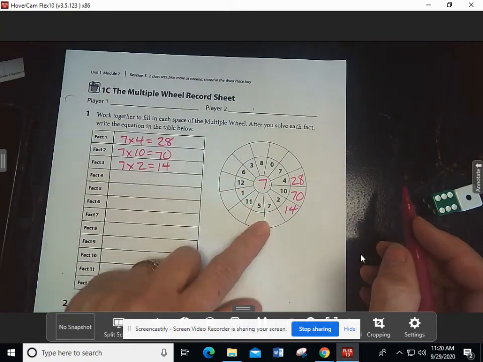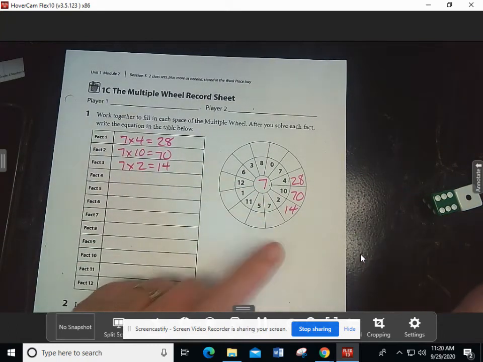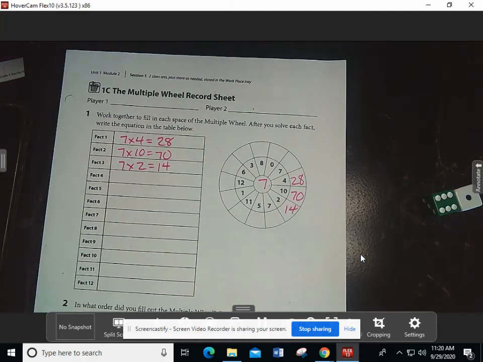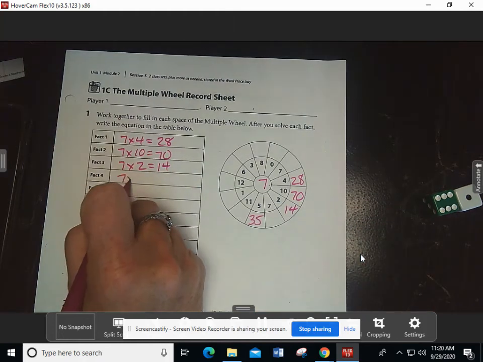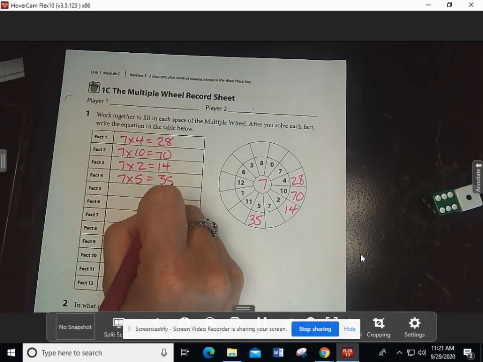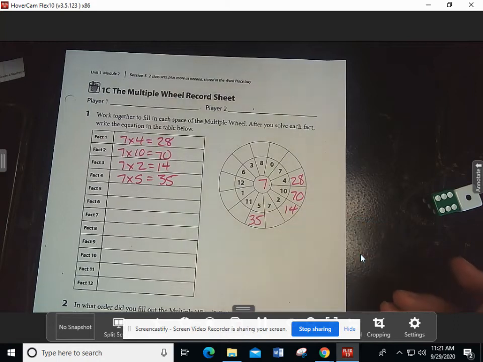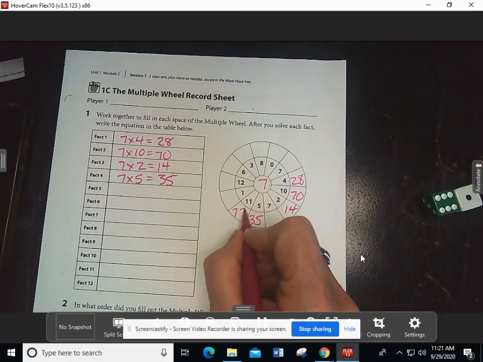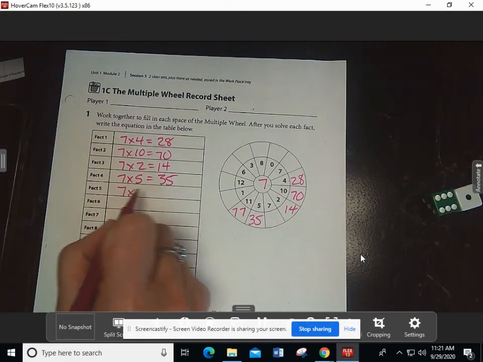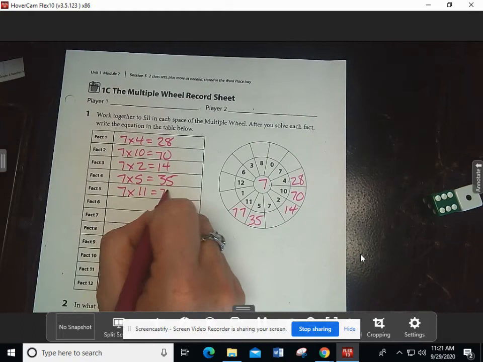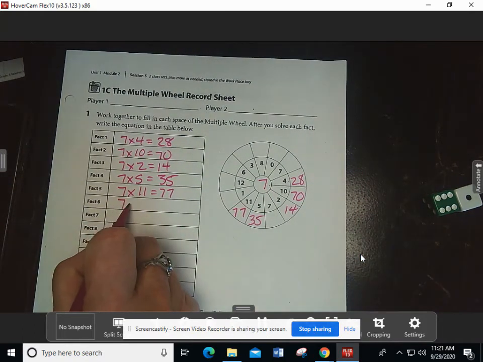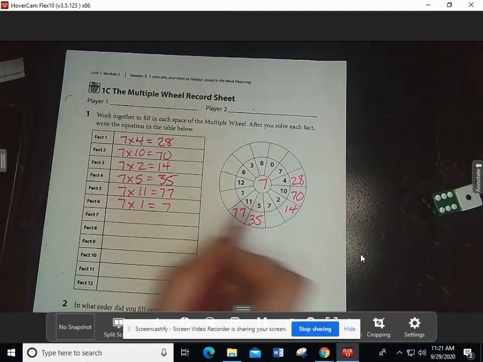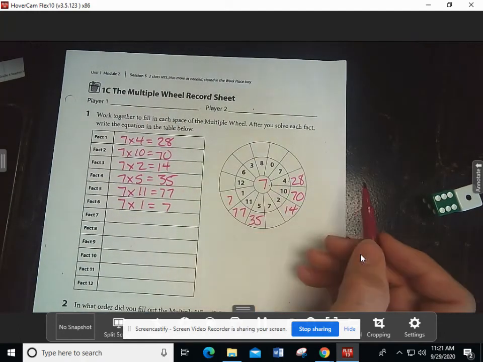Let's pretend we don't know what 7 times 7 is. Okay, so we'll just leave that blank. Let's go to 7 times 5. Do we know that one? 35. 7 times 5 equals 35. 7 times 11. Oh my goodness, that's really big. 77. A lot of people said that. 7 times 11 equals 77. Oh, 7 times 1. We know that one. 7 times 1 equals 7.